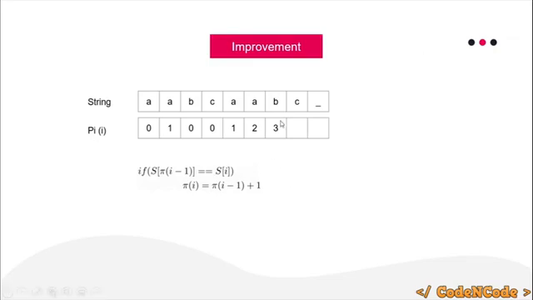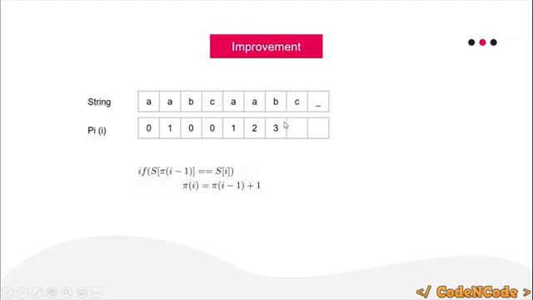Why? Because pi of i minus 1 is 3. That means the first 3 characters are already matching. So I don't have to compare the first 3 characters. I only have to compare the fourth character. So there is only one comparison. All of the characters are not being compared one by one. Only the last character is being compared.